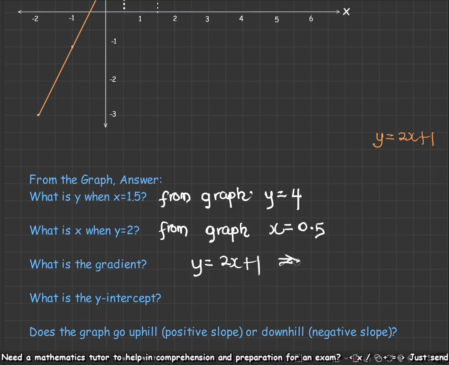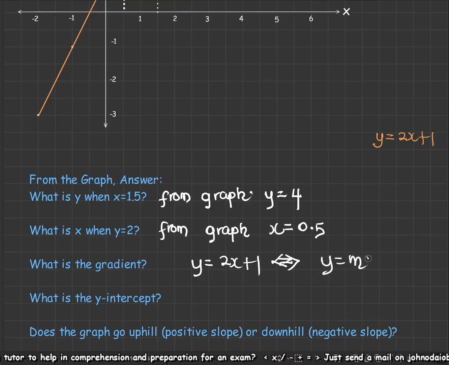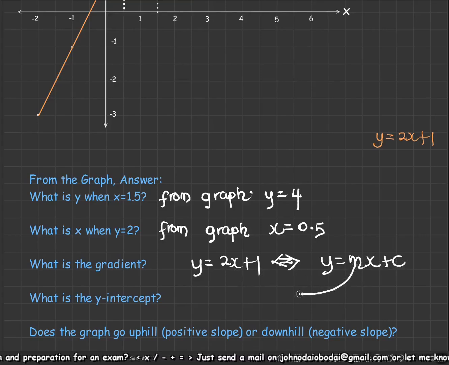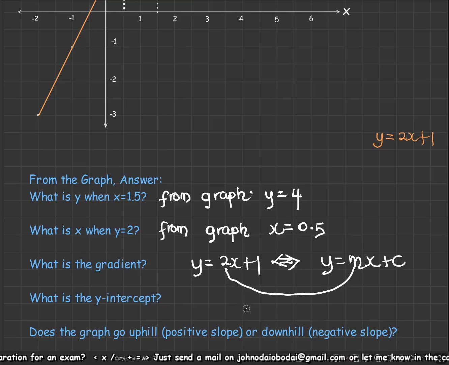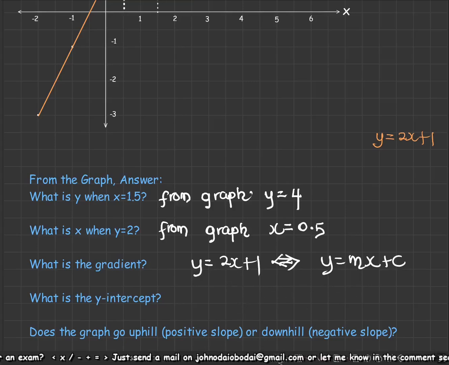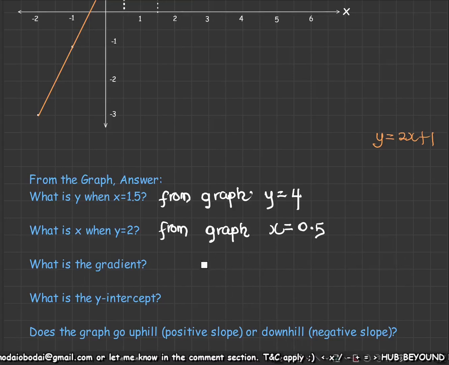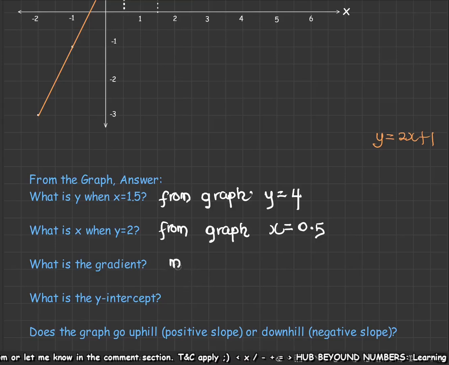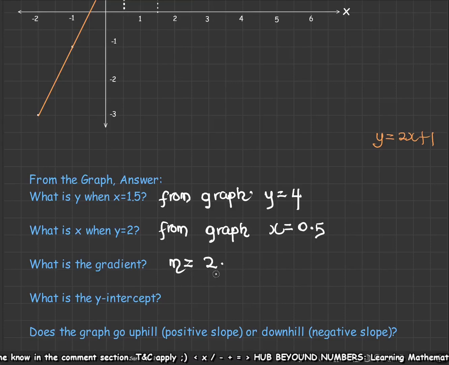And if you are to compare it to the gradient equation, which is y equals mx plus c, we said our m is always our gradient. So right from the equation of the line, you can tell that your gradient is 2, and for that there's even no need to solve. So we say our gradient, which is m, is equal to 2.